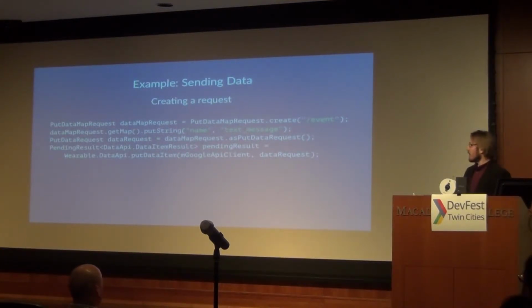This is an example of how to send the data. Really straightforward. As you can see, you get an instance of the map, and you add the string that you're going to send to the device, and you just push it through to the client.